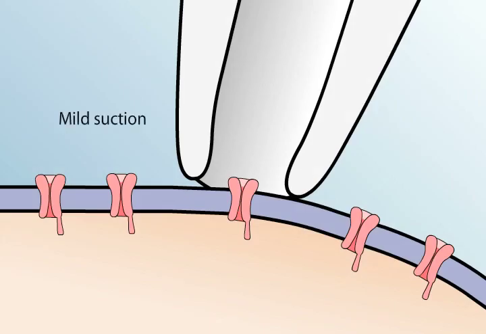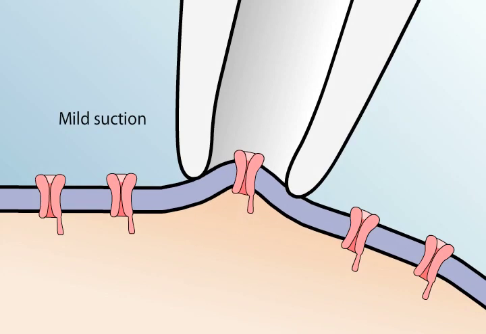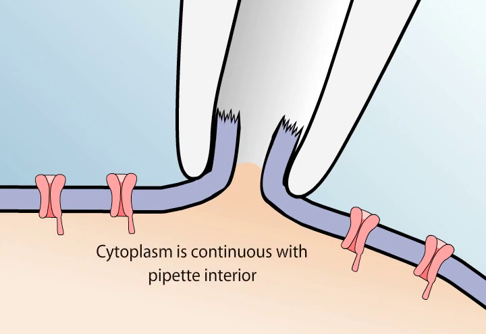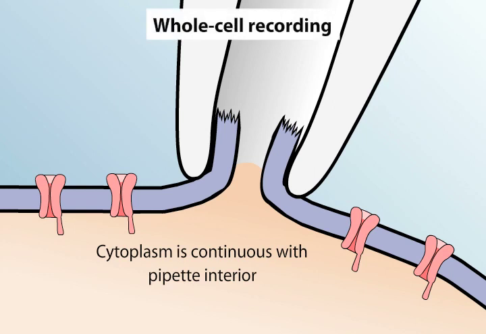For example, if the membrane patch within the pipette is disrupted by briefly applying strong suction, the interior of the pipette becomes continuous with the cell cytoplasm. This arrangement allows measurements of electrical potentials and currents from the entire cell and is therefore called whole cell recording.